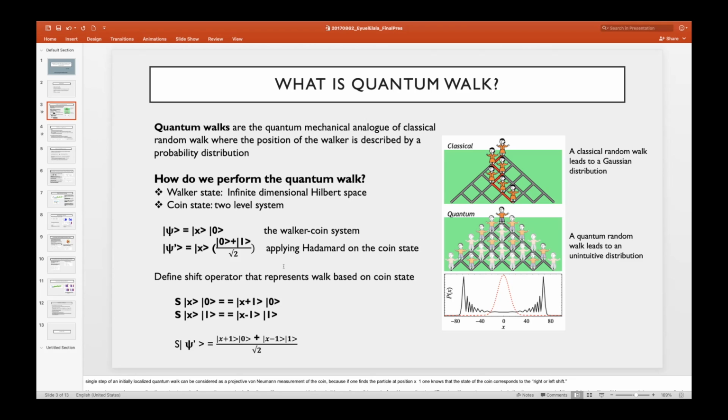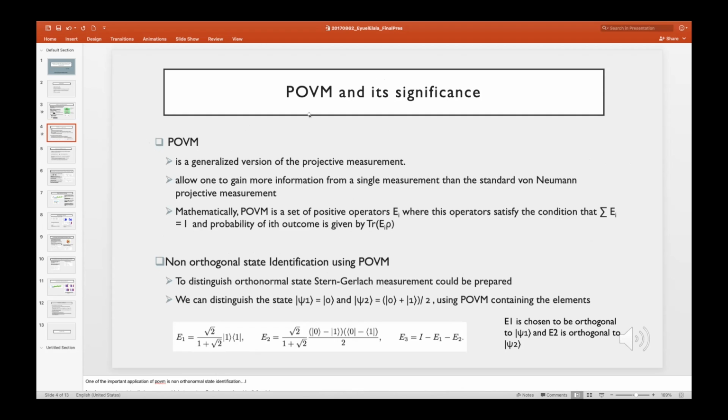When we design our algorithm, it doesn't always have to be Hadamard, but we can apply a coin rotation depending on the position of the Walker. So there could be a non-trivial correlation between the Walker state and the coin state. If we do some sort of measurement on the Walker state, we might be able to get some information about the state of the coin. That's the idea they are trying to use in this paper.